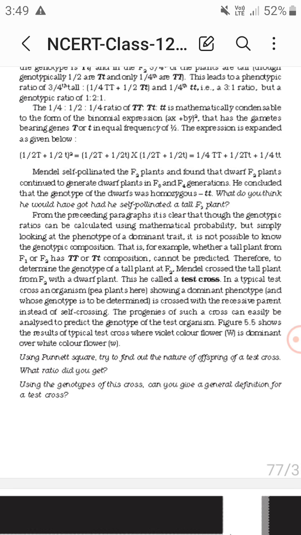F1, right? For example, whether a tall plant from F1 or F2 has capital T capital T or small t capital T composition cannot be predicted. Therefore, to determine the genotype of a tall plant in F2, Mendel crossed the tall plant from F2 with a dwarf plant. This is called a test cross.